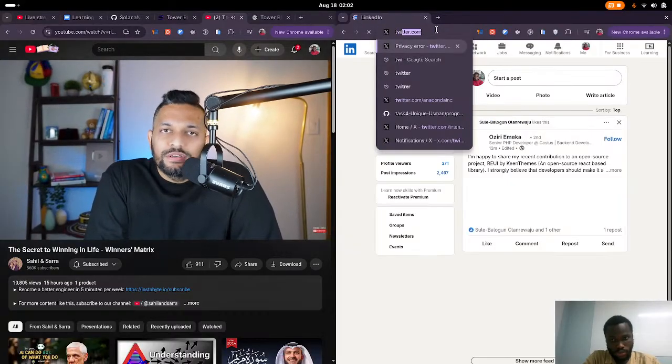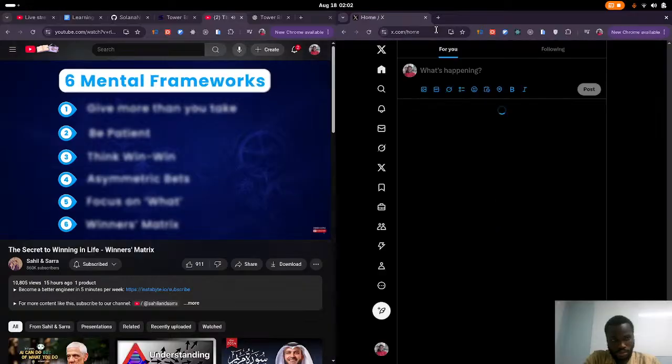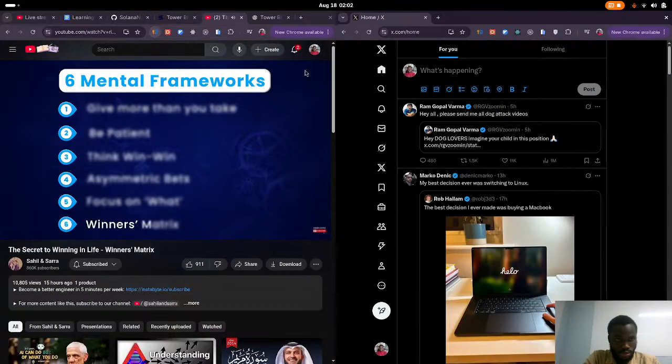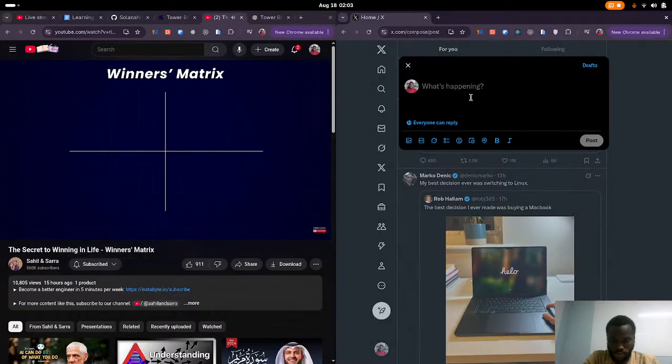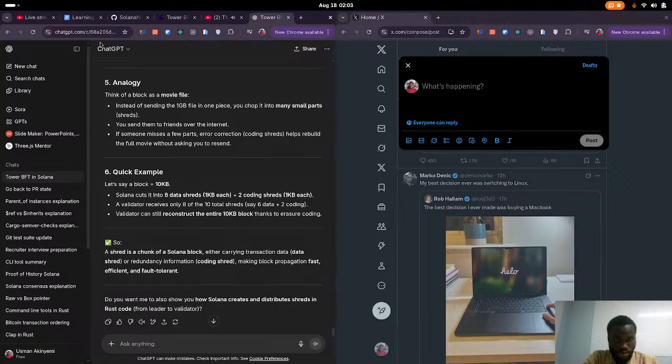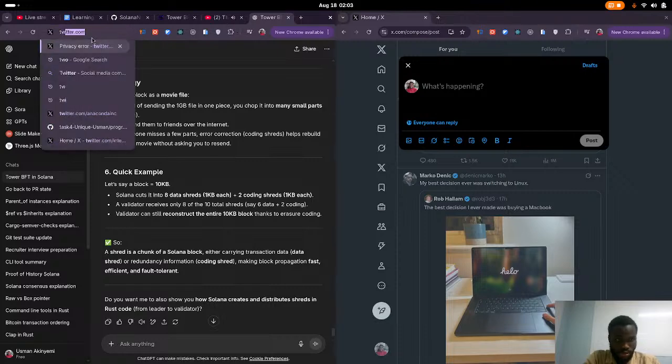But how do you get your first win? That's where the mental frameworks come in. First framework I want to talk about is the winner's matrix. Here is what the winner's matrix looks like. On one axis, we have our own happiness and sadness. On the other axis, we have the happiness and sadness of others.